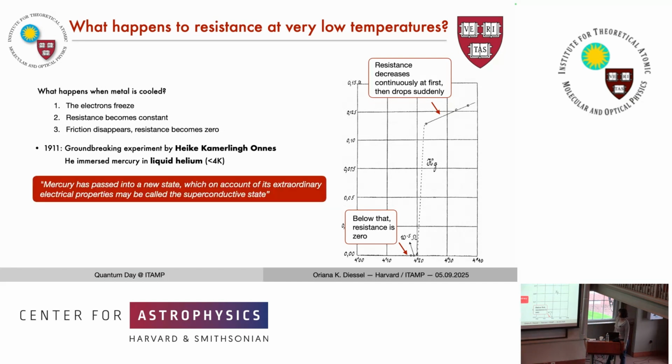And Kamerlingh-Onnes also immediately realized the significance of this finding. He said that mercury has passed into a new state, which on account of its extraordinary electrical properties may be called a superconductive state. And superconductive because there's really zero resistance.